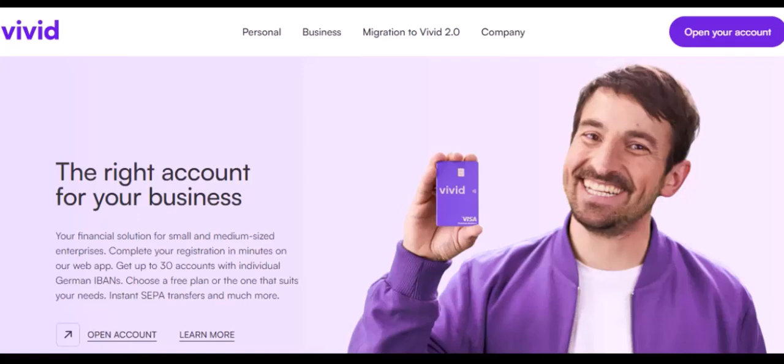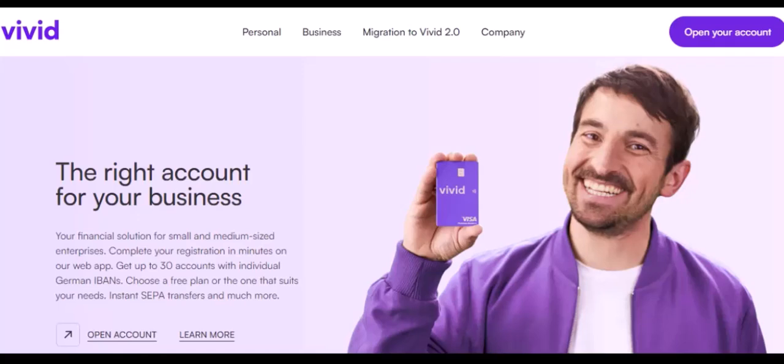Why transfer money from Vivid to your bank account? There are several reasons why you might want to transfer money from Vivid to your bank account. Accessing funds for large purchases. If you need a significant amount of money for a major purchase, transferring it to your traditional bank account can provide you with the necessary funds.